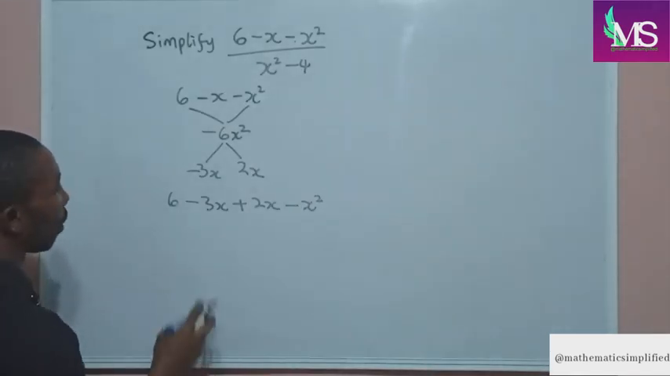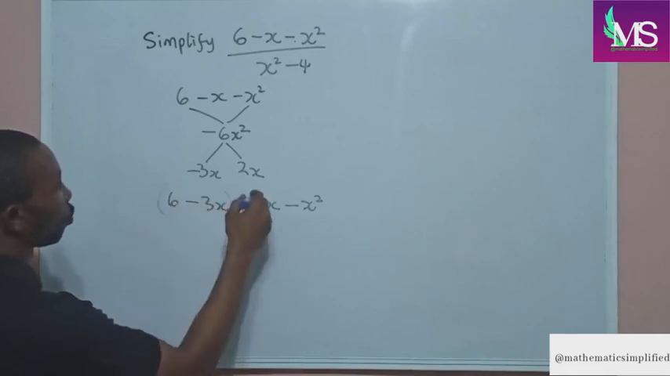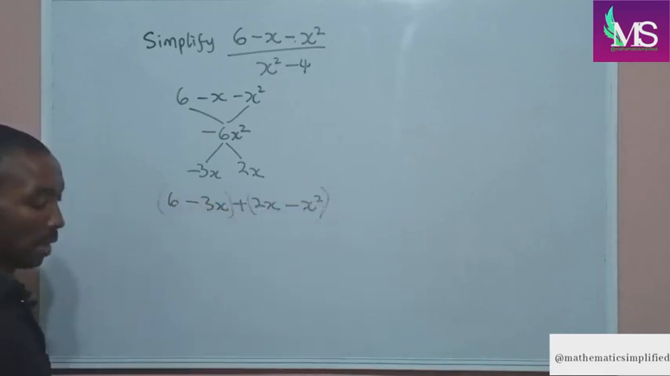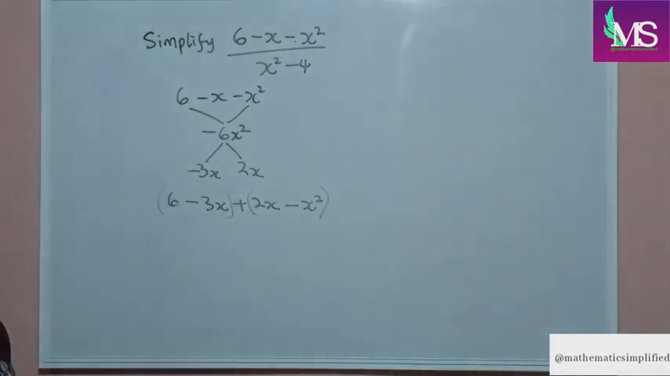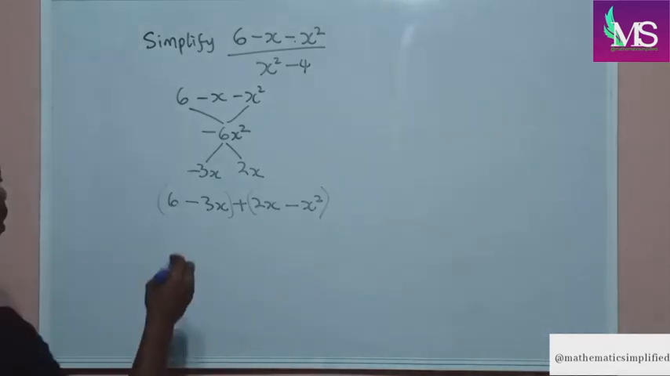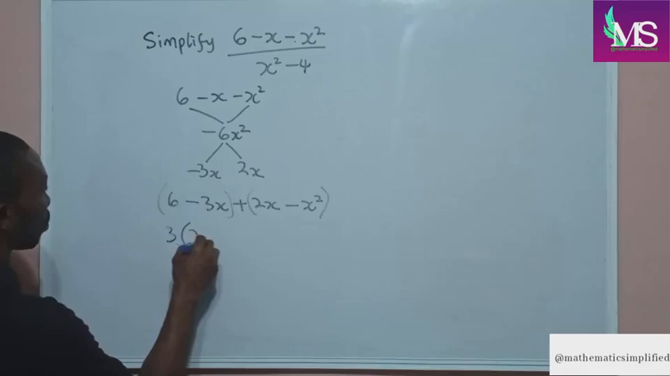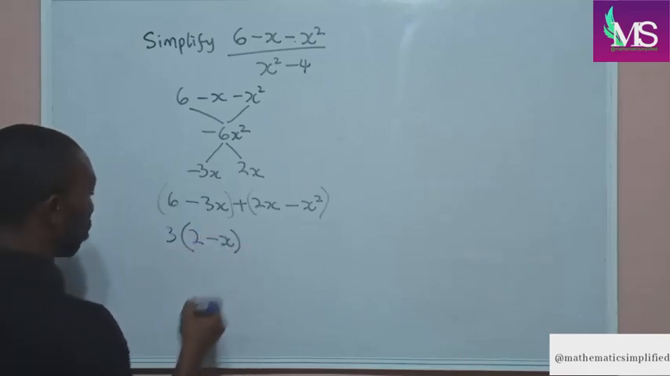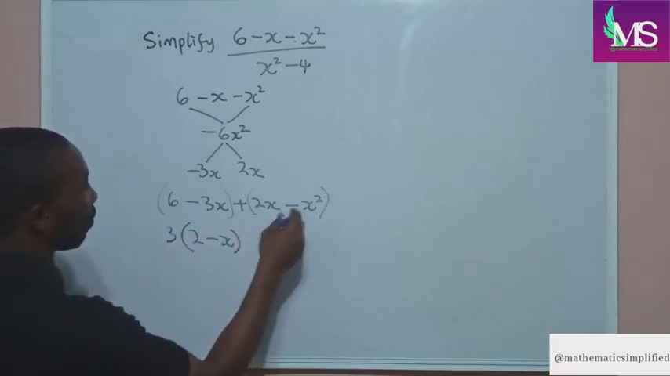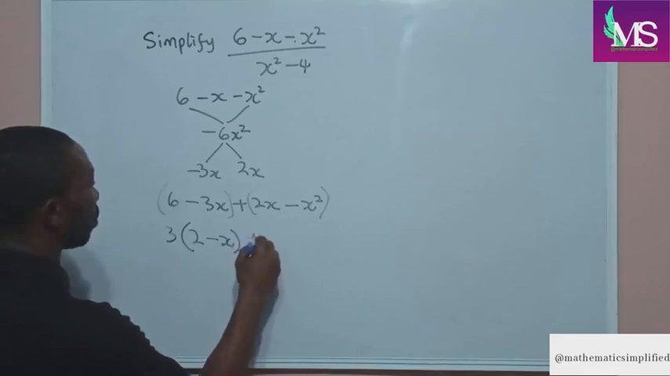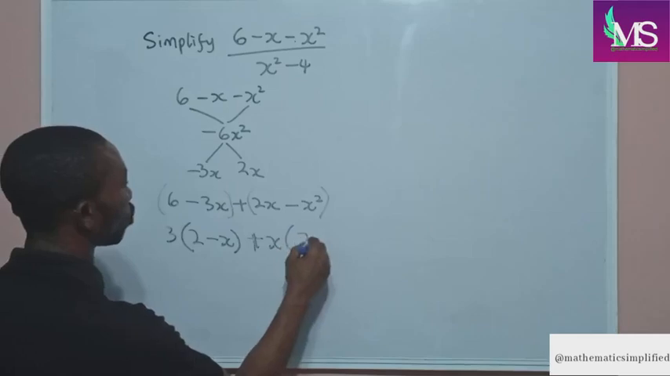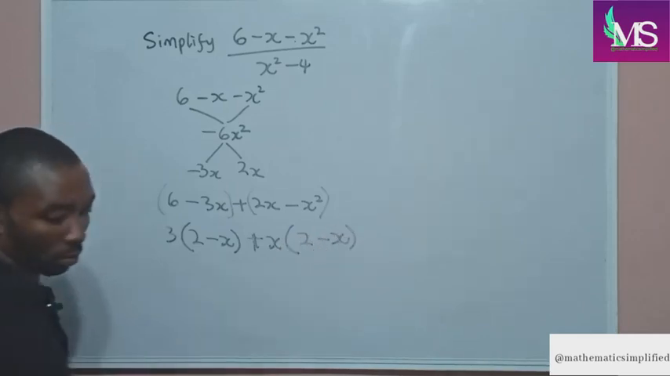Okay? Now, from here, we can group these two together, and look for their common terms. What's common in them? Here, we have a 3 that is common. So this becomes 2 minus x. And from here, we have an x that is common. This becomes 2 minus x.